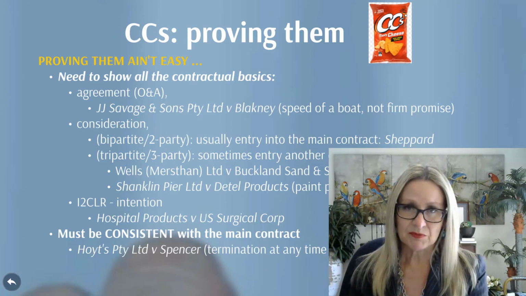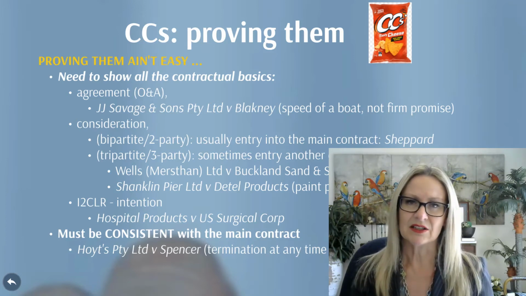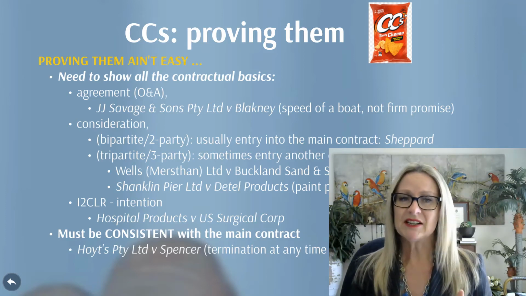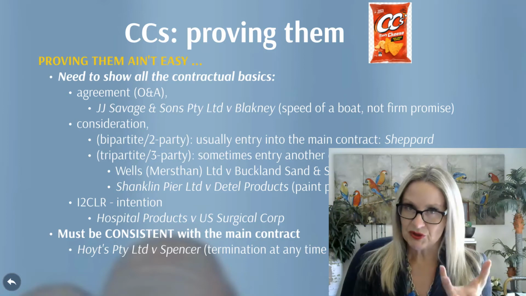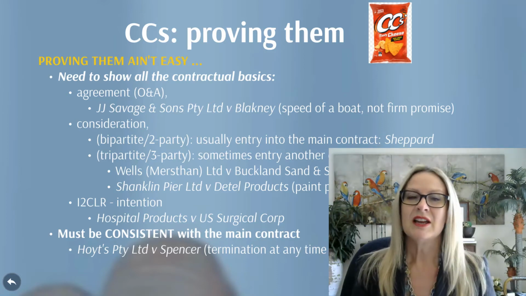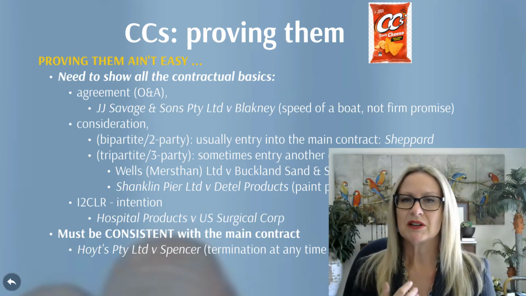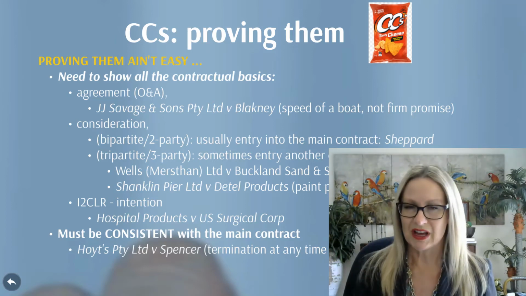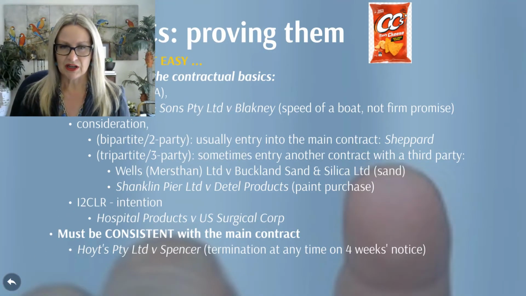It wasn't in the main sale and purchase agreement. Could it operate as a collateral contract? In that particular case, the court held no, because there hadn't been a firm promise in terms of your offer and your acceptance. Remember, you've got to have a promise there, a clear promise capable of acceptance. There was no firm promise that the boat spec'd up with this particular engine was going to reach that particular speed.